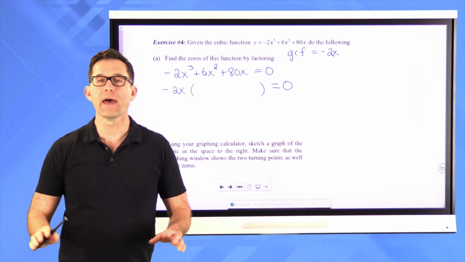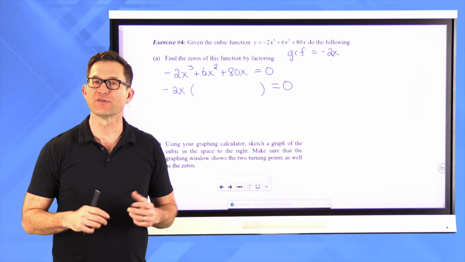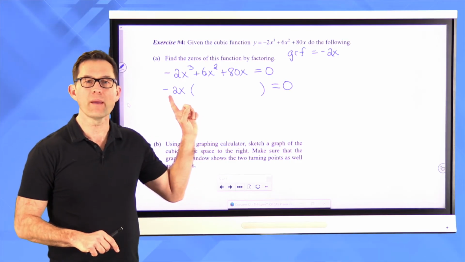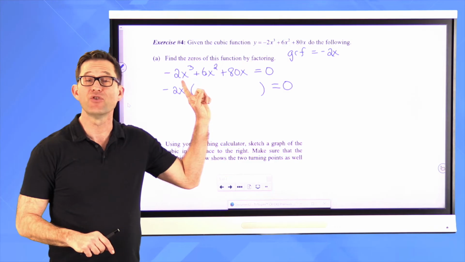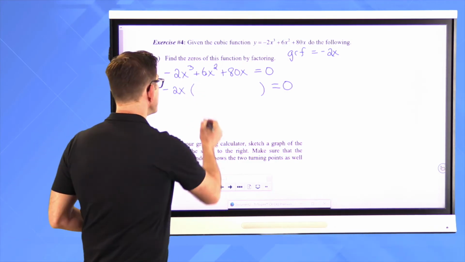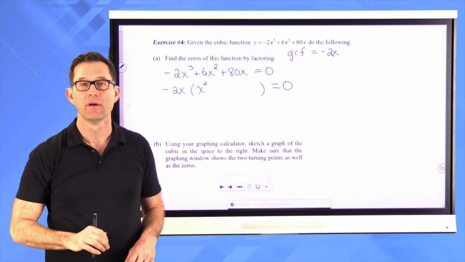Now, again, whenever you factor a GCF out, you're really reversing the distributive property. So you just have to think to yourself, what would I multiply negative 2x by to get negative 2x cubed? That would have to just simply be positive x squared, right?